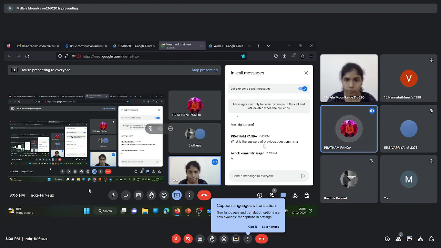Ma'am, will the question in the assignment come exactly the same in the final exam, or does it change a little? It will not be similar. Assignment questions will be simple, but the final end semester exam will be a bit more, not like the assignment problems. Assignment problems are for practice. When you complete one week's content, it is like a practice session for you.